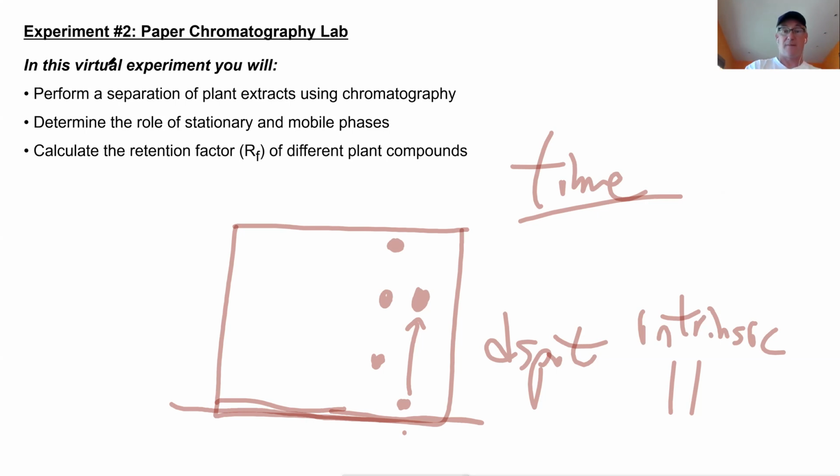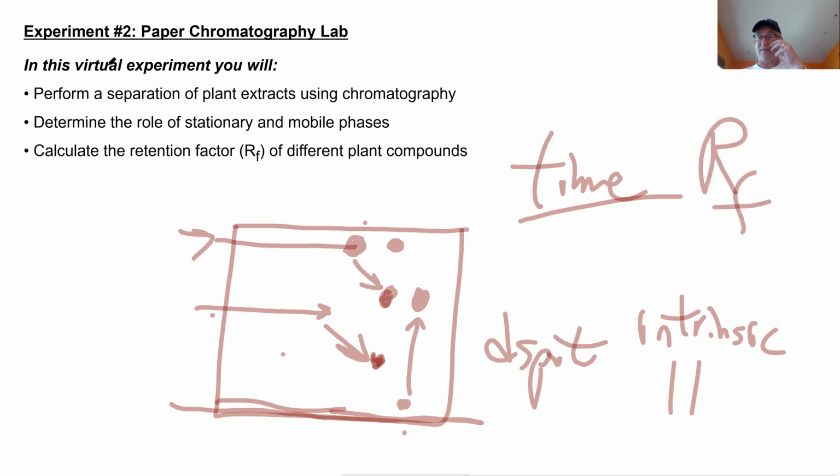The ratio of the distance the spot moves to the distance the solvent front moves, that's a constant. So if my solvent moves to there, my spot moves to here. If my solvent moves up to here, my spot also moves. But the ratio of those two will remain the same. So the retention factor, that is an intrinsic property. The distance isn't, because the distance is dependent on how long you let your experiment run. So the absolute distance is not an intrinsic property, but the ratio of the spot moving to the solvent moving, that is intrinsic.